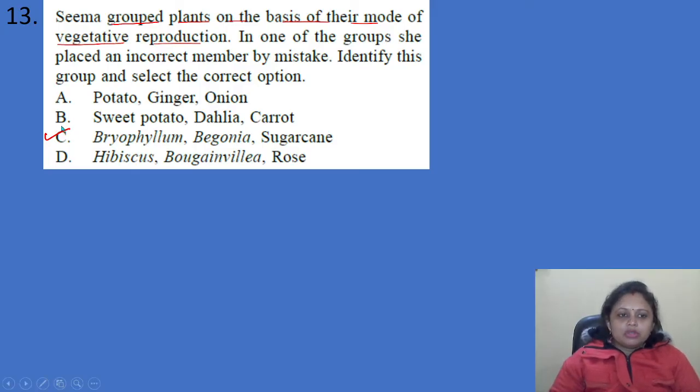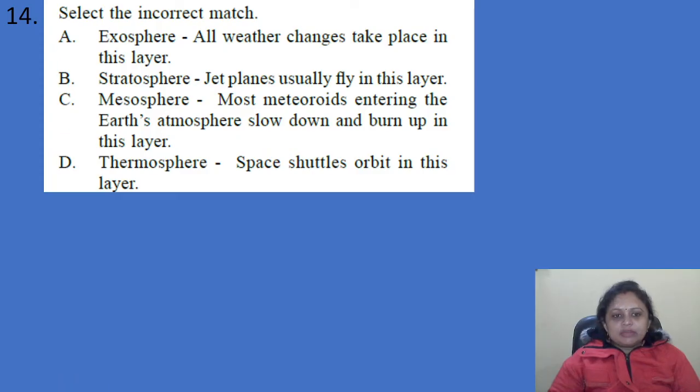Coming to the next one, select the incorrect match. A, exosphere, all weather changes take place in this layer. B, stratosphere, jet planes usually fly in this layer. C, mesosphere, most meteoroids entering the Earth's atmosphere slow down and burn up in this layer. D, thermosphere, space shuttles orbit in this layer. Here, exosphere, all weather changes take place in this layer, is incorrect. And stratosphere, jet planes usually fly in this layer, is correct.